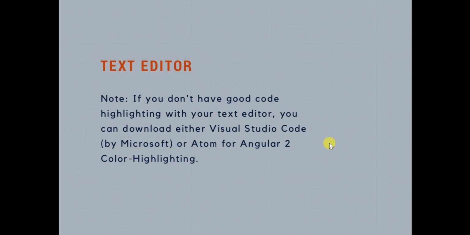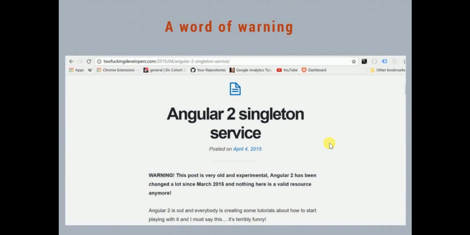Let's talk for a second about text editors. If you don't have good code highlighting with your text editor, you can download either Visual Studio Code by Microsoft or Atom for Angular 2 color highlighting. Make sure to check out one of those code editors as you begin your first steps on this journey.